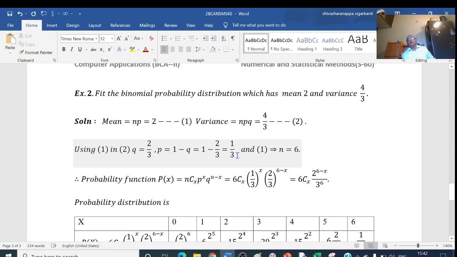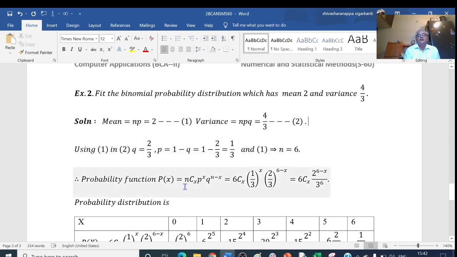Only thing we have to find the value of n here. So you can substitute the values of p and q here, you will find the value of n. Or we can substitute here. Put the value of p here. p is equal to 1 by 3. n into 1 by 3. Taking the cross multiplication here, n equal to 6. So I am getting n equal to 6. We have got the values of n, p, q.